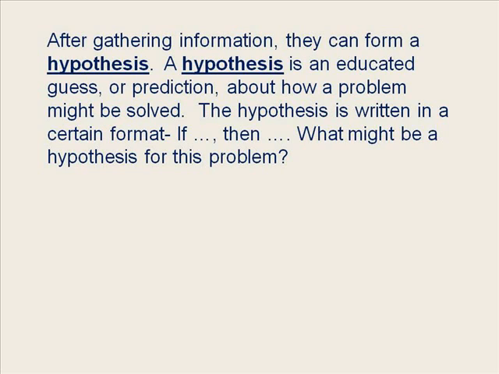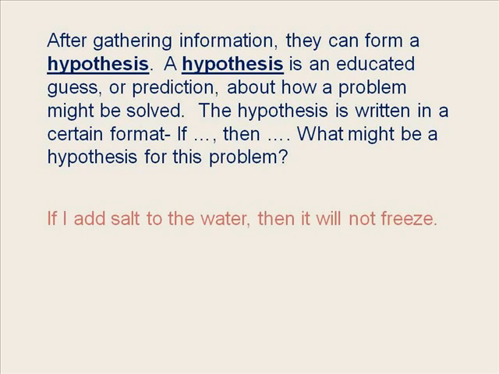For this, it is good to know what we're going to use as variables and what we're going to test, because the if portion should have something about the independent variable in it. The then portion of the sentence should have something about the dependent variable, or what we're going to be measuring. So if we were to think up a hypothesis for this problem, it might look like this. If I add salt to the water, then it will not freeze. We will be talking about this hypothesis a little bit more about whether it's correct or not once we reach the conclusion.